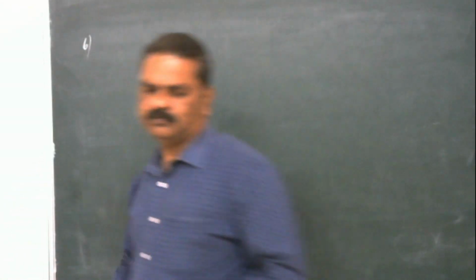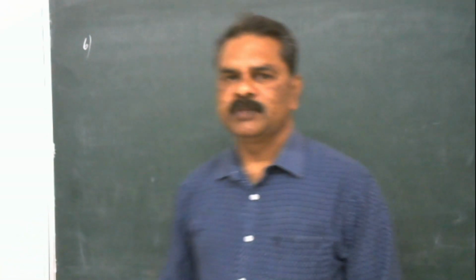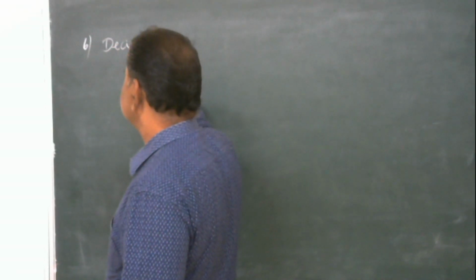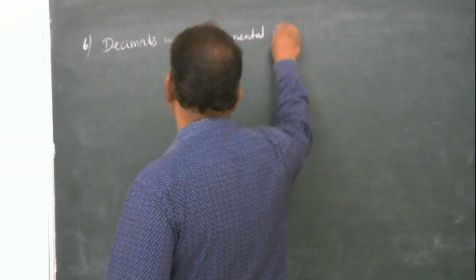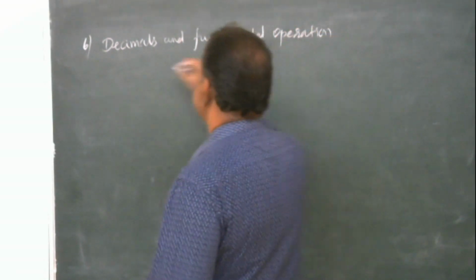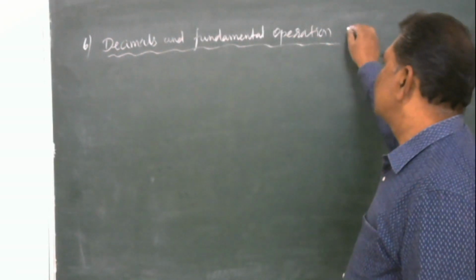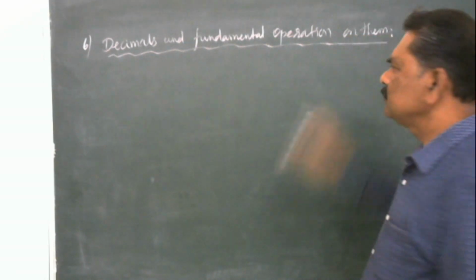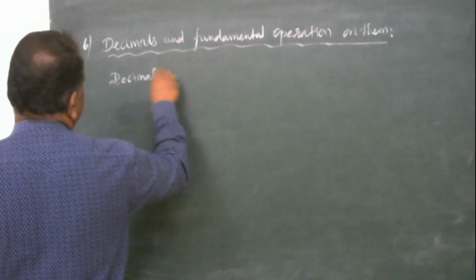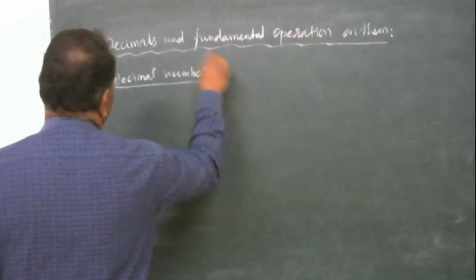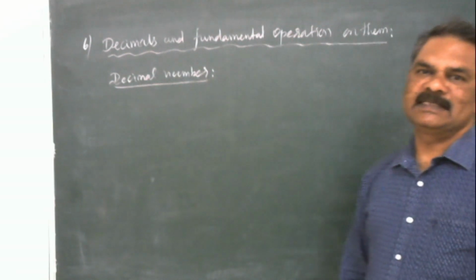The sixth concept, already we have seen 5 concepts. The sixth concept is decimal numbers and the fundamental operations on them. What is a decimal number? A decimal number consists of 2 parts, whole part and fractional part.